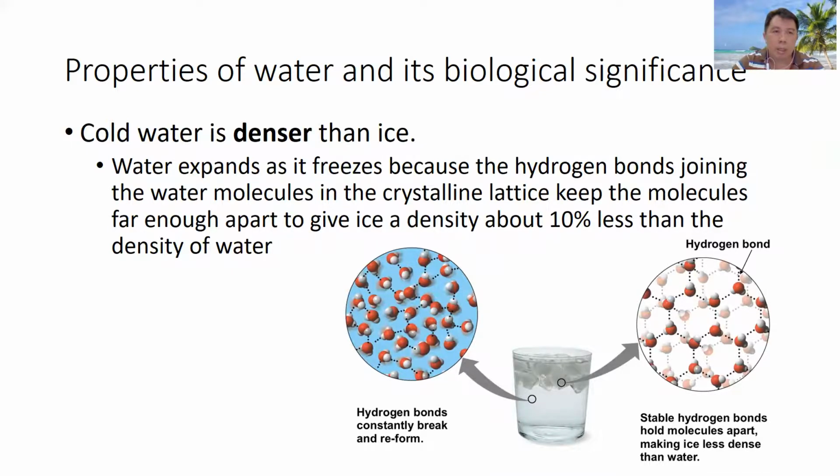Another property of water is that cold water is denser than ice. The water expands as it freezes because the hydrogen bonds joining the water molecules in the crystallized lattice keep the molecules far enough apart. This gives the ice a density about 10% less than the density of water. When the water forms ice, you can see the volume increases, but the mass remains the same. So according to density, ice is less dense than water. Therefore, ice floats on the water.